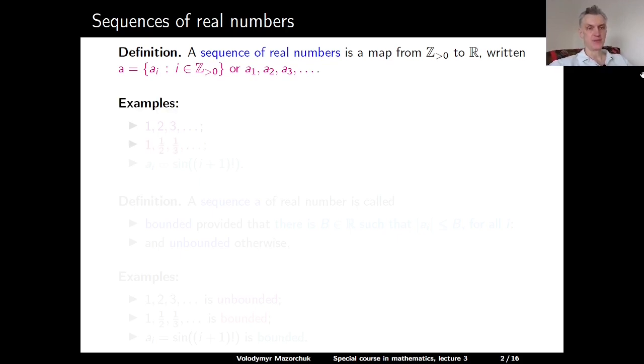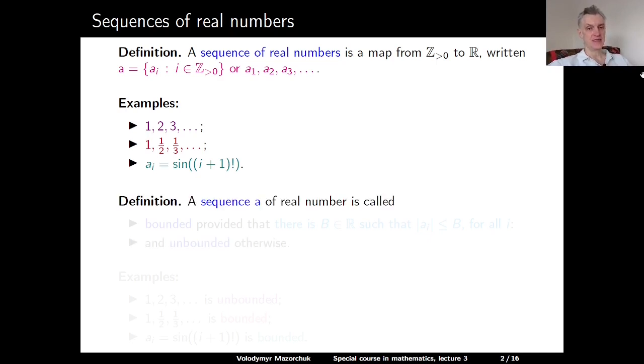For example, we have the sequence 1, 2, 3, 4, and so on. That's a sequence of real numbers. And we have the sequence 1, 1/2, 1/3, 1/4, and so on. That is also a sequence of real numbers. Here is a fancier sequence where the element A_i is equal to the sine function evaluated at (i plus 1) factorial.